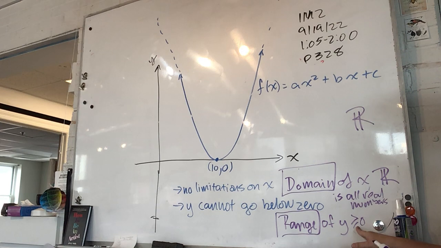This is greater than or equal to. So in other words, y can be equal to 0, y can be a positive number, but y cannot be a negative number.